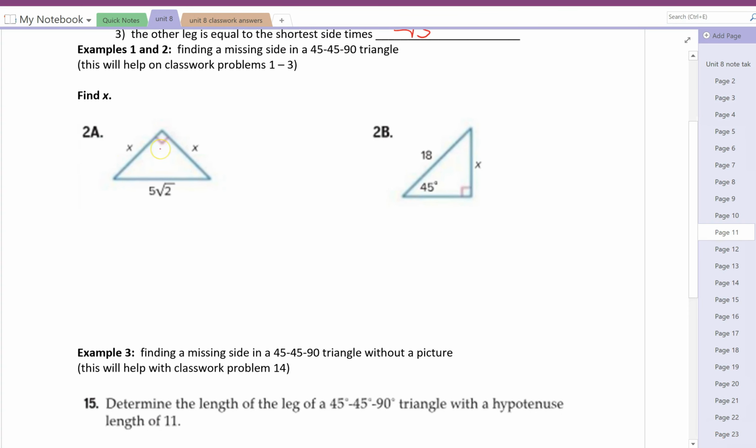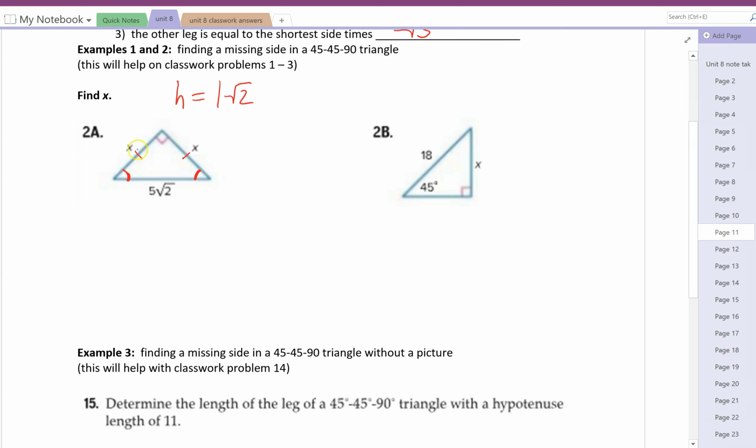Okay, 2a right here. This is going to be a 45, 45, 90, because this side's x and that side's x. It tells me that I have an isosceles triangle. So this angle right here and this angle right here would both have to be the same, which means they would both have to be 45. Okay, so the formula for finding the hypotenuse of a 45, 45, 90 triangle is the hypotenuse is equal to L times the square root of 2.